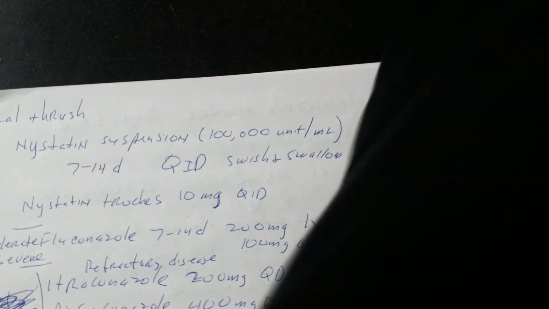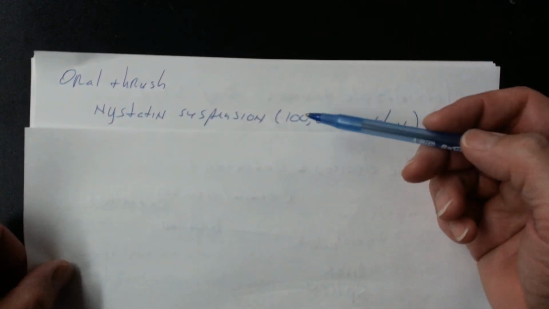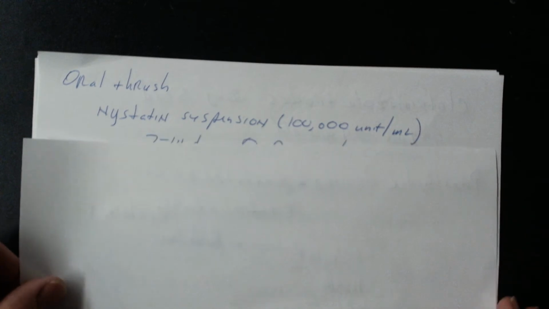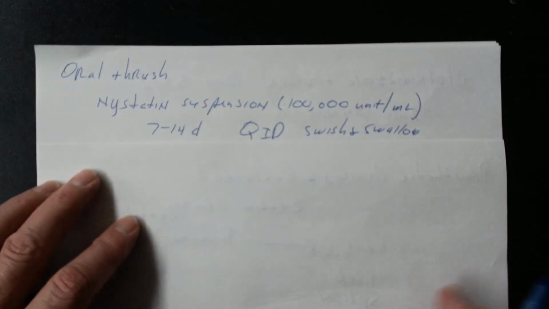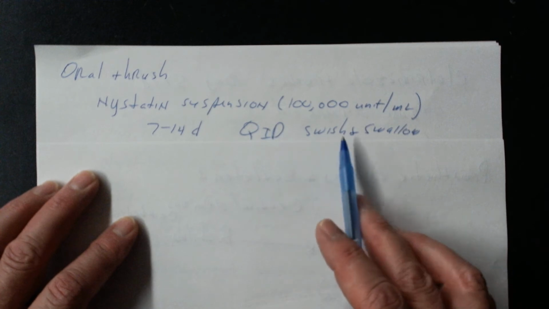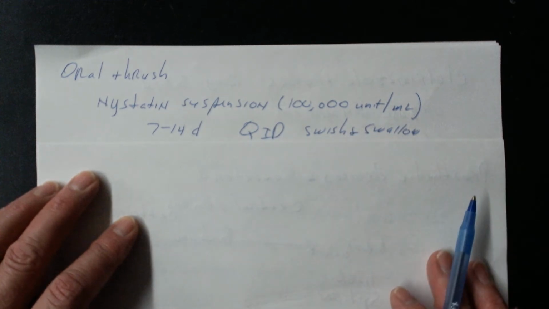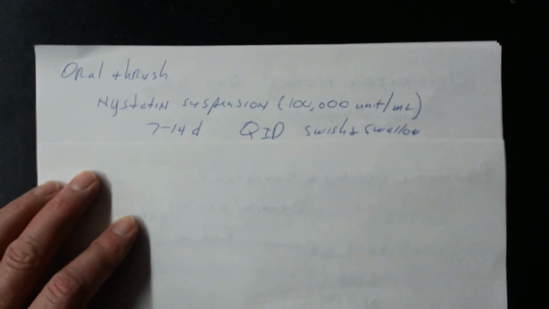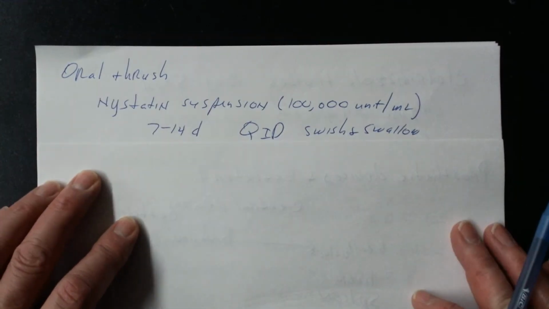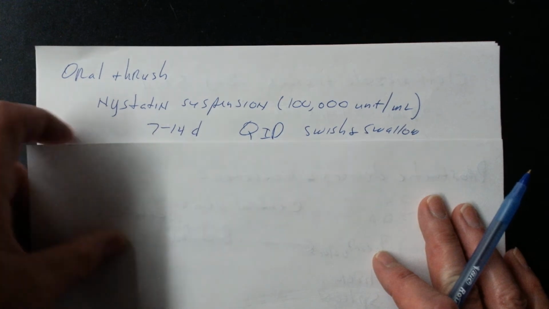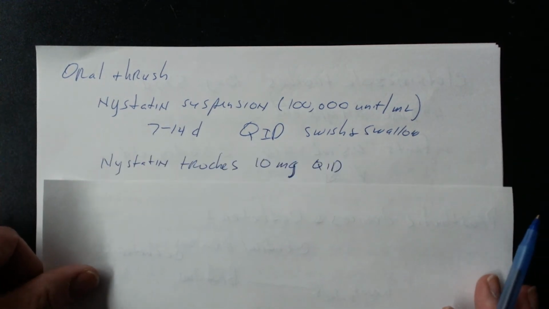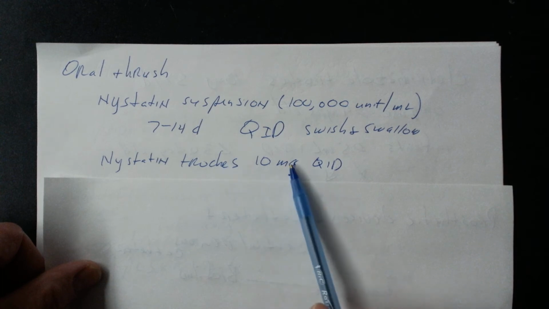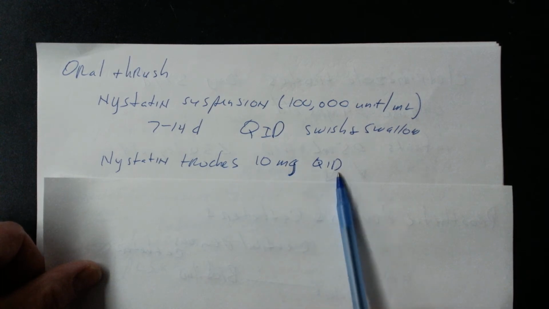Now, to treat Candida infection, so oral thrush, you treat with a nystatin suspension. It's 100,000 units per mil. You treat for 7 to 10 days, 4 times a day, QID. You swish and then you swallow. This stuff doesn't taste very nice, so patients may want to swish and spit, but don't. They need to swish and swallow. There are also nystatin troches, 10 mg, and you use those 4 times a day as well.